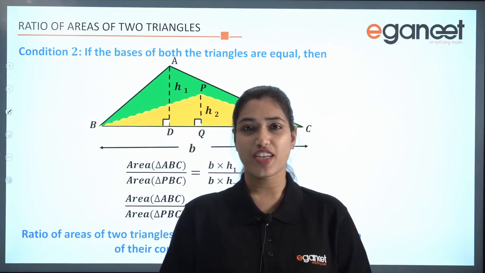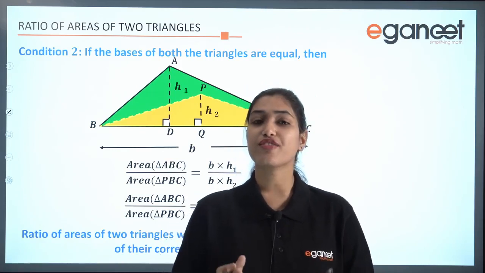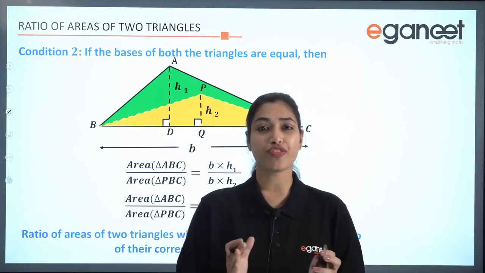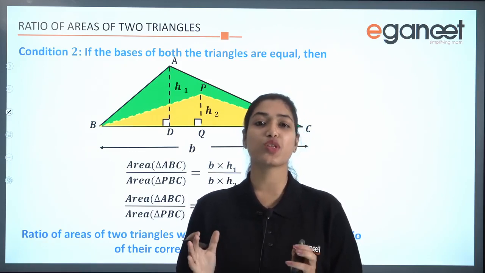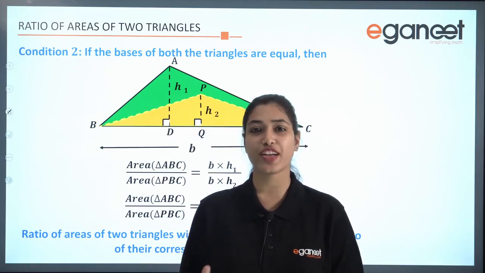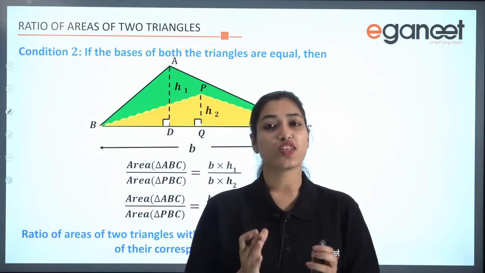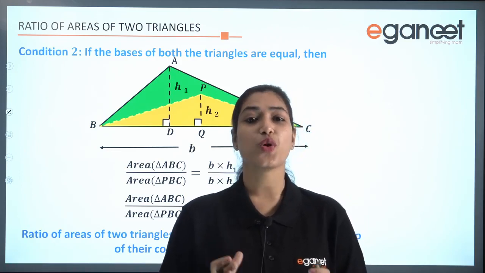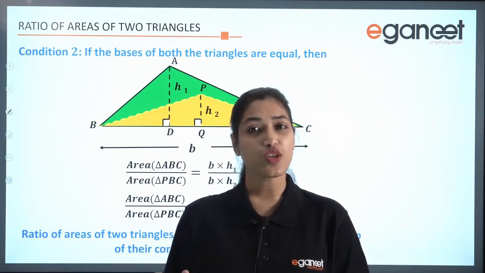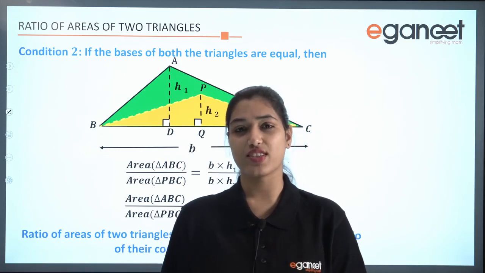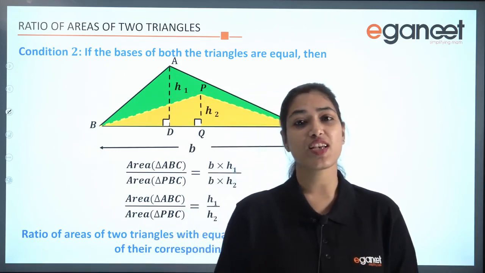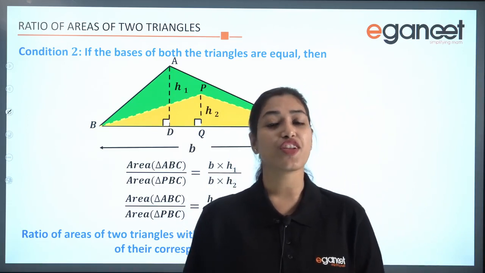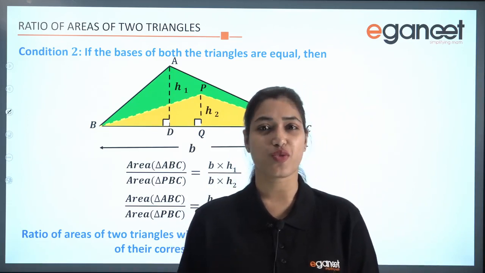Now, let me summarize what we have done till now. If there was nothing in common between the two triangles, then the ratio of areas of two triangles is equal to the ratio of the product of corresponding bases and heights of the triangles. If the heights are equal in the two triangles, then the ratio of areas of two triangles is equal to the ratio of corresponding bases. And when we took the bases as common, then the ratio of areas of two triangles is equal to the ratio of corresponding heights of the triangles.